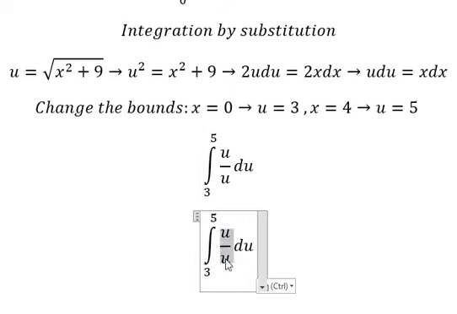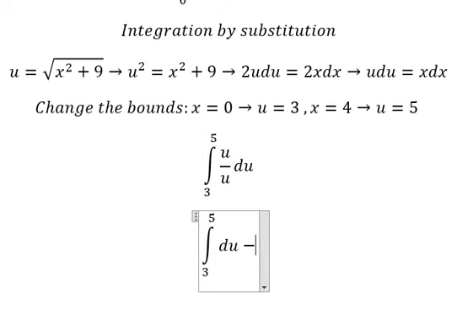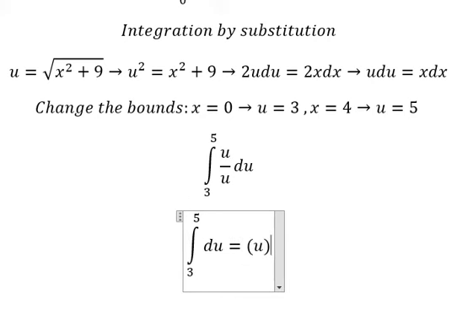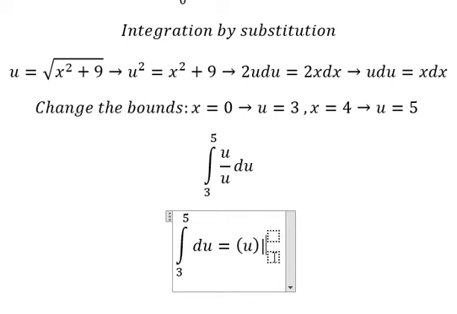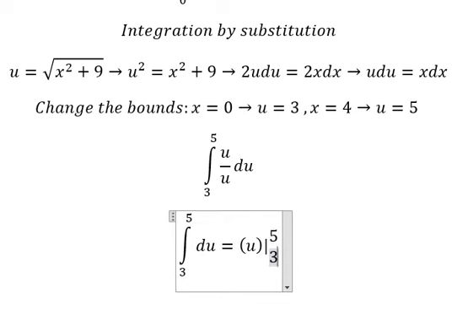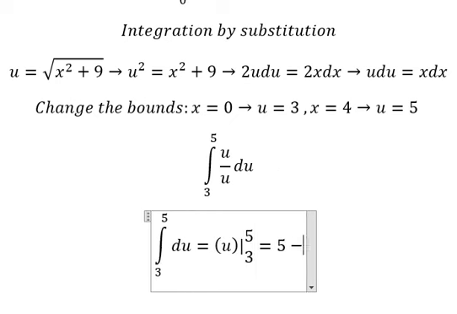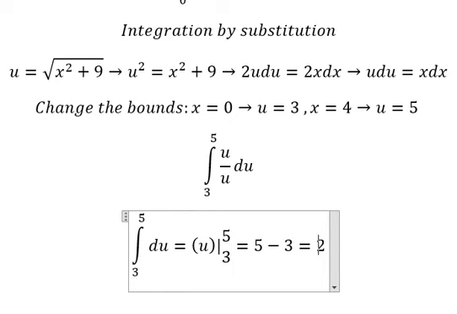So this one we have number 1. The integration of du, we have u, and we put the bounds from number 3 to number 5. So we have 5 minus 3, we have number 2. And this is the final answer.